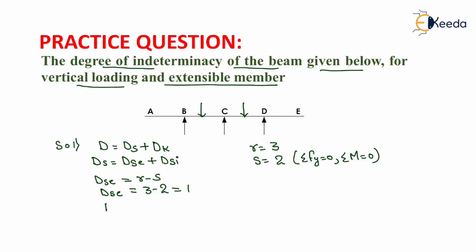Now the internal static indeterminacy will be equal to 0, because we know that in each and every beam, if we know all the external reactions, then we can easily determine the internal reactive forces. That's why the internal static indeterminacy in case of a beam will always be 0.